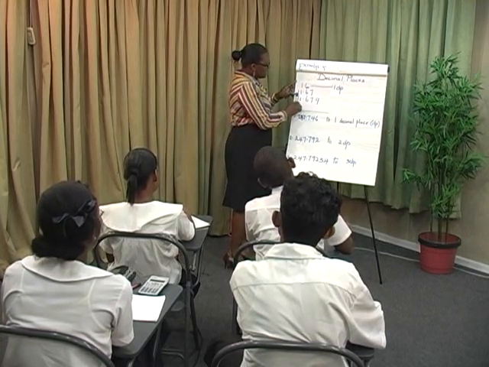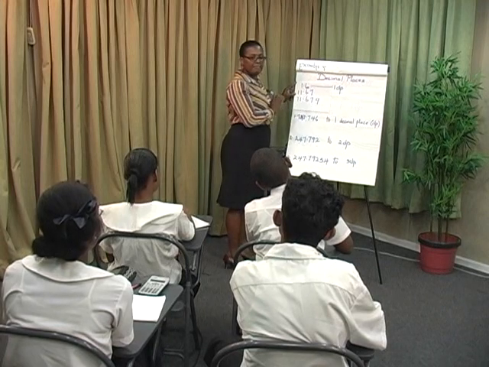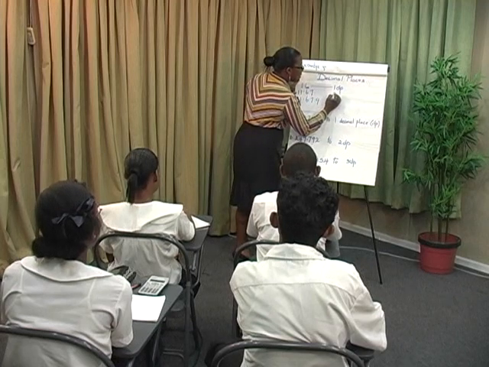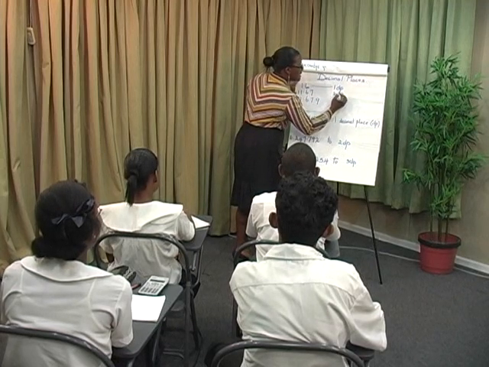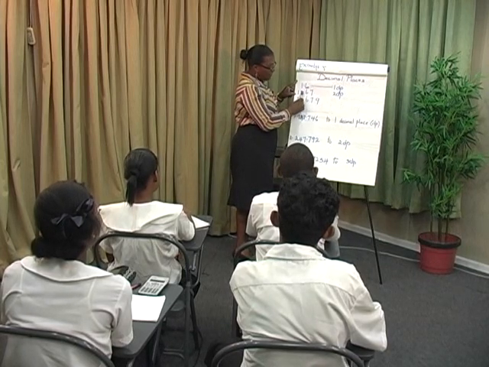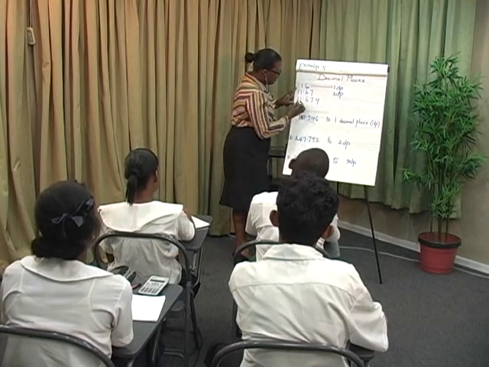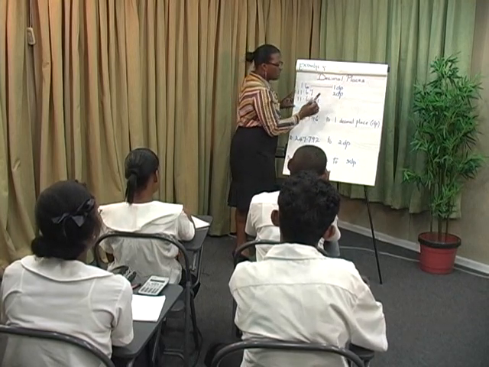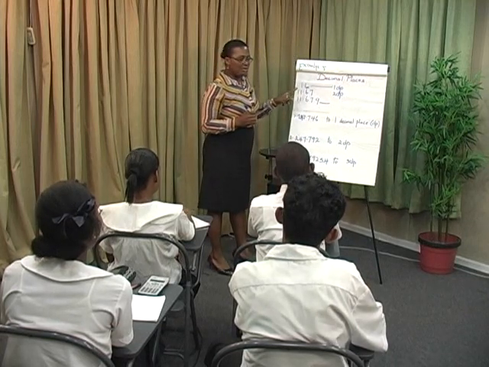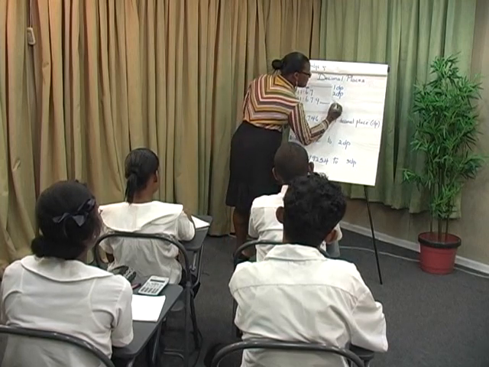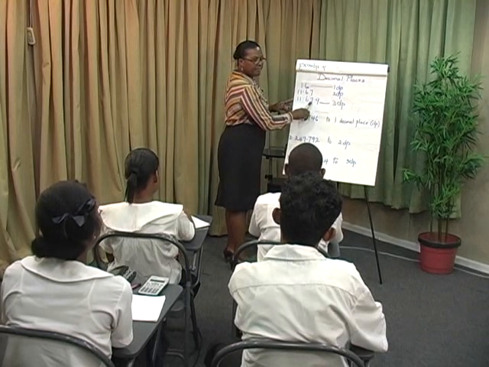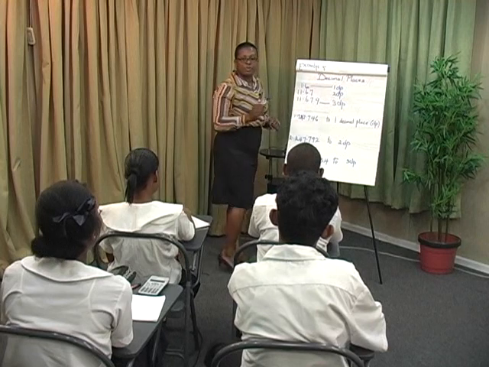In the second number, 11.67, how many numbers follow the decimal point? 2. So we call this number a 2DP number, or we say this number has 2 decimal places. 1, 2, and they come after the point. And the third number, 11.679. Jonathan, how many decimal places are in this number? 3 decimal places. 1, 2, 3. After the decimal point, that's where we check.